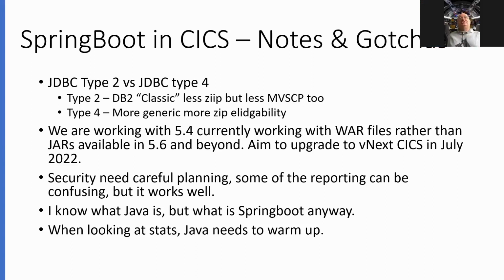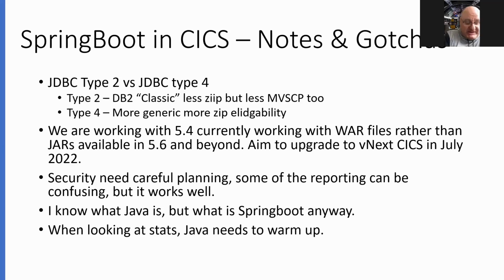Just a few notes and gotchas. Like I say, I wasn't doing this myself, but we tried out two JDBC calls, type 2 and type 4, which are the main ones. Type 2, I'll loosely describe as DB2 Classic. It uses less zIIPs, but we also found during our trial it used less MIPS as well. Type 4 is more generic and there's more zIIP eligibility there, but it's more networky in what it does, so possibly less efficient than the classic one.